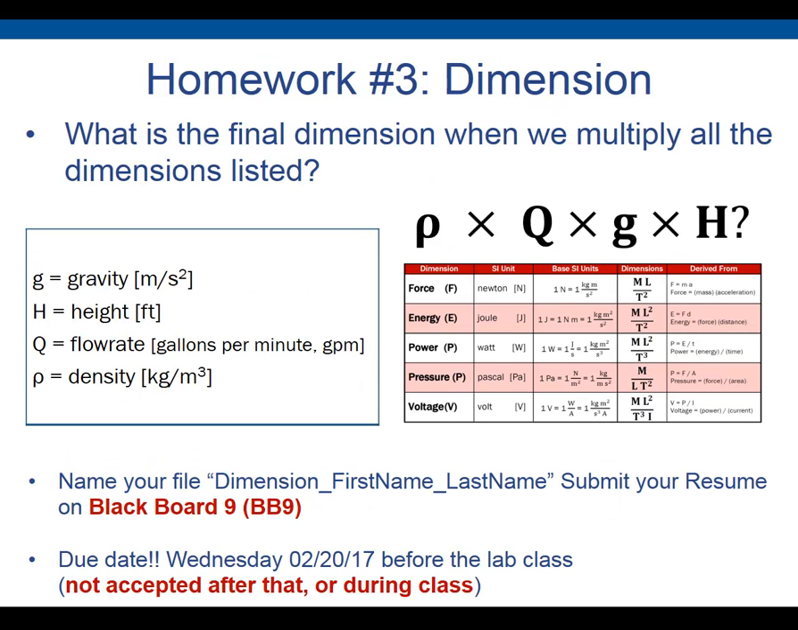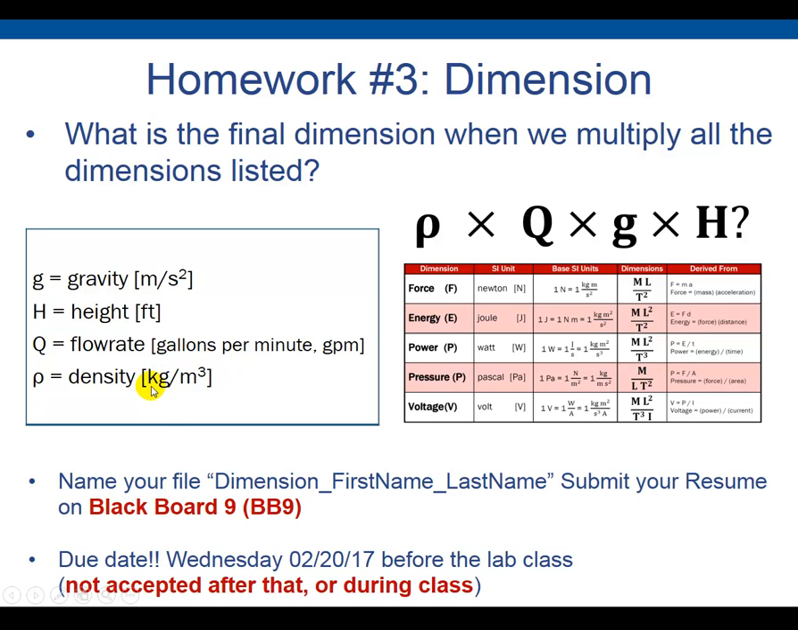Okay. Homework, there is homework number 3. What if we have these 4 different units and multiply them? Then what is the final dimension? Here you can see we have length divided by T square. Meter divided by second square is length divided by time square. Feet is length, and the gallon is volume, right? So it's L cubed divided by time.